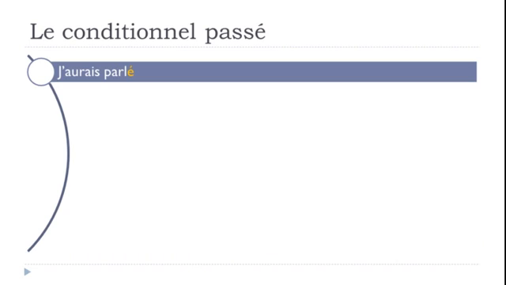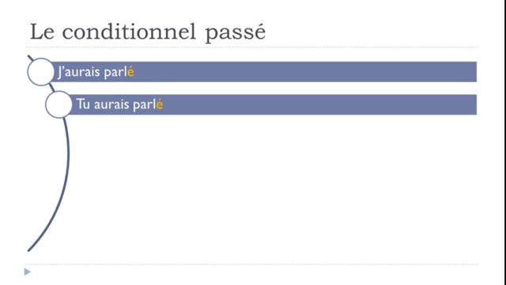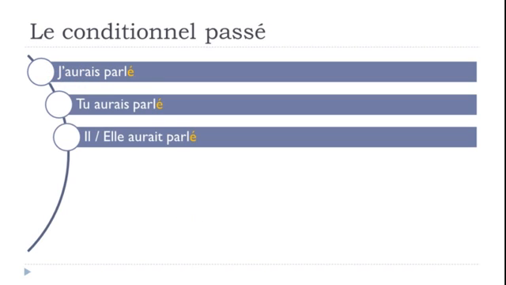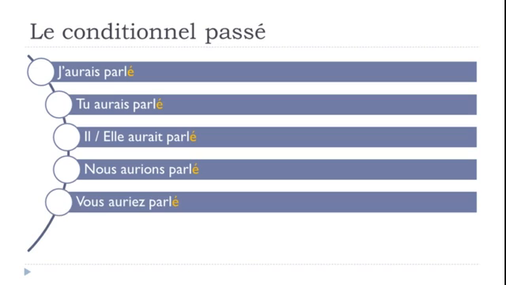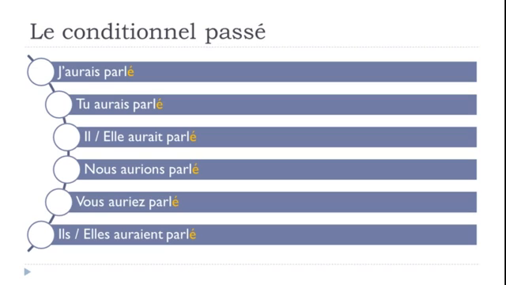So we'll take one example. The example will be parler. Parler is to talk or to speak. Okay? So we will have at the conditionnel passé form, if you remember, the first part here is avoir at the conditionnel présent. Then here we've got the participe passé of parler. And it will give you j'aurais parlé. Tu aurais parlé. Il aurait parlé. Elle aurait parlé. Nous aurions parlé. Vous auriez parlé. Ils auraient parlé. Elles auraient parlé.